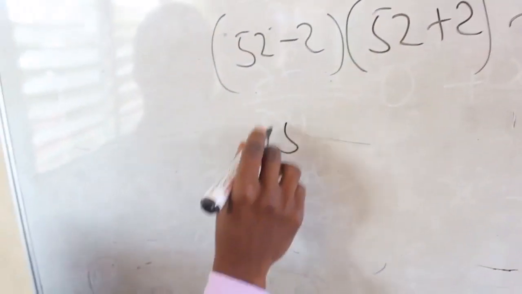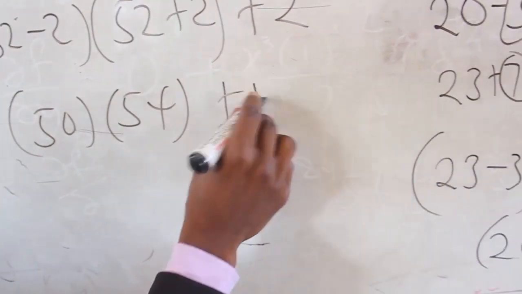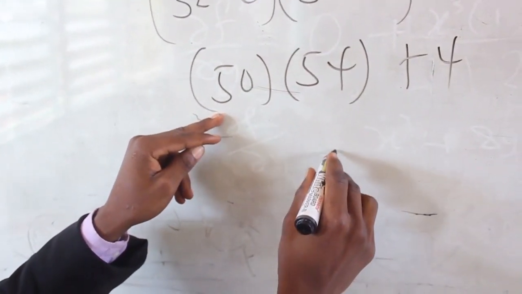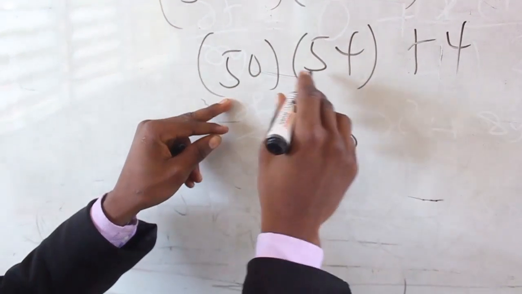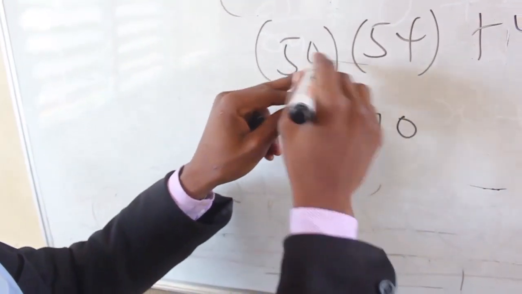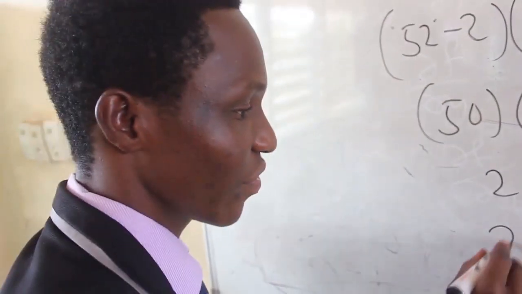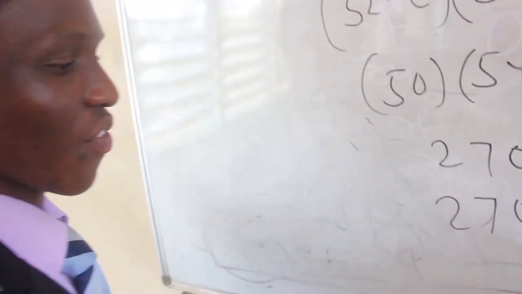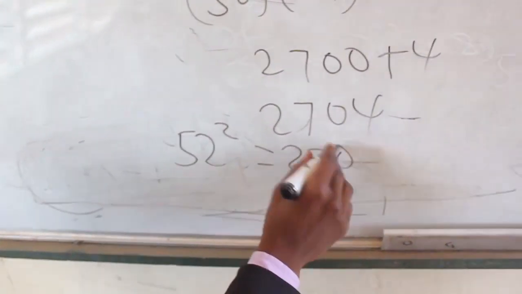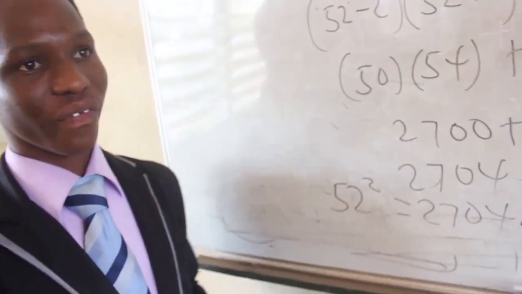So we're going to have 50 times 54, plus 4. Now we multiply this by that, we have 5 times 54, which is 270. Then we add this 0, then plus 4. So we're going to have 2704 as the answer. So 52 squared equals 2704.